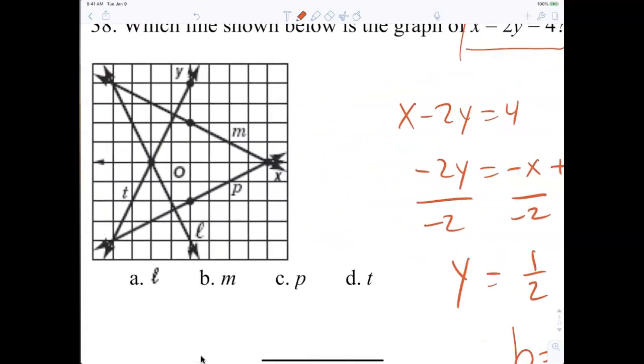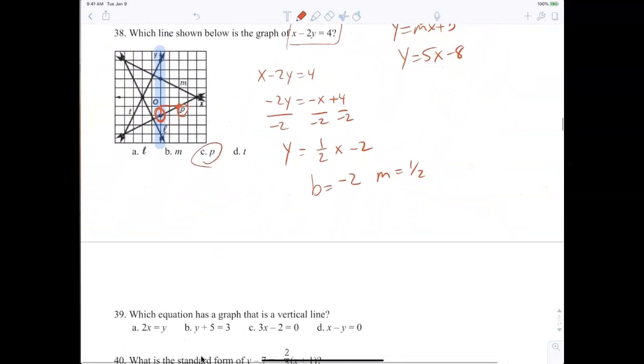So I'm going to look at my graph. It's kind of hard to see, but that's the y-intercept. All right, now it looks to me like the only graph with a y-intercept of negative 2 looks to me like P. So that would have to be my right answer. But we'll double check. Up 1 over 2. So yep, that is correct. All right, P is correct.